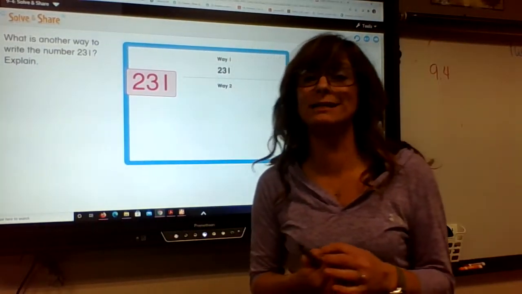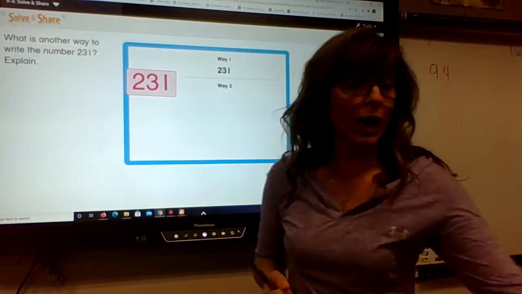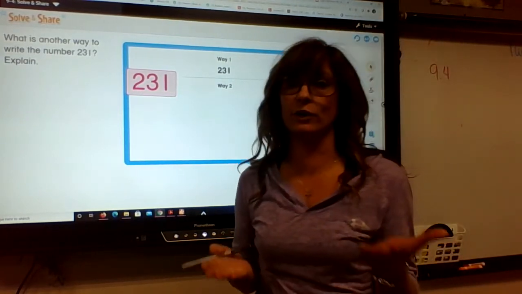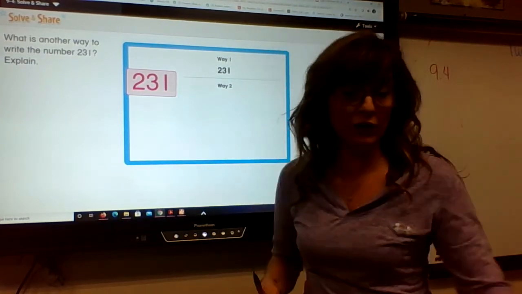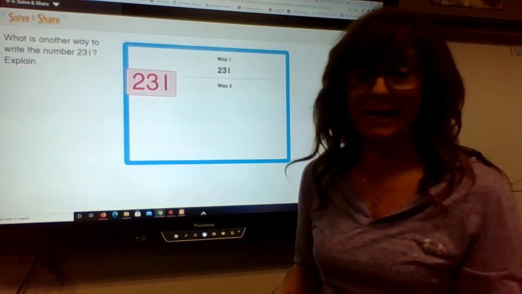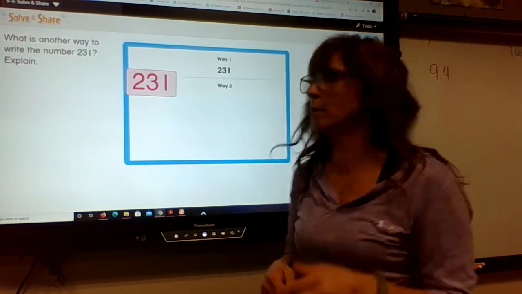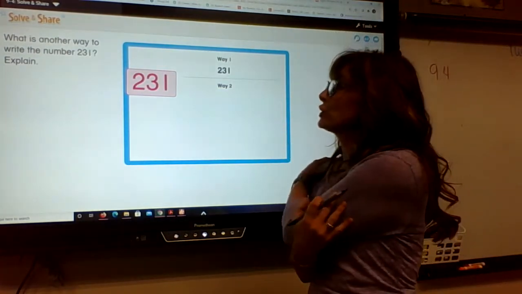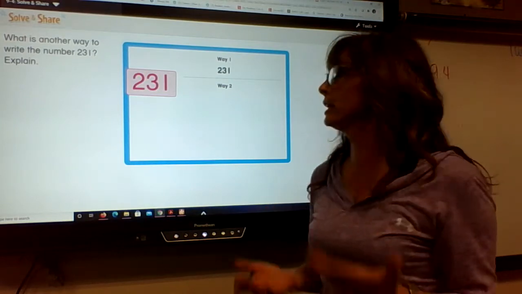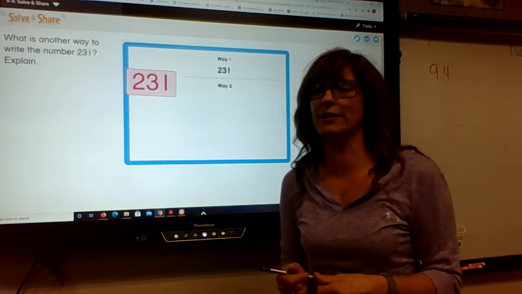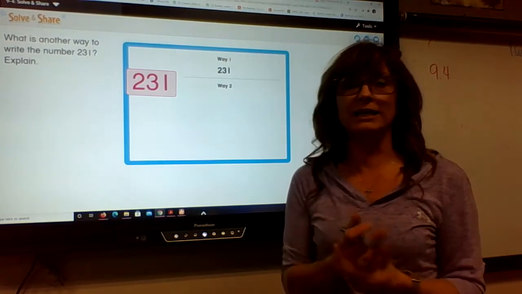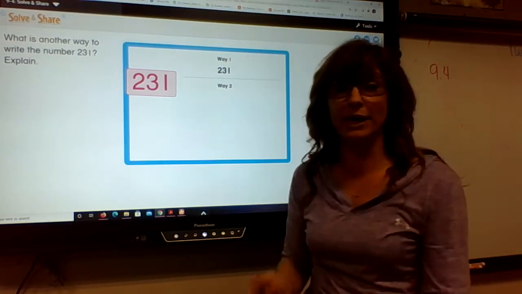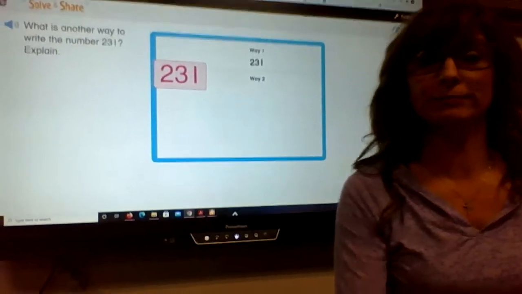Today we are going to do lesson 9.4, writing numbers in 3 different ways. So let's look at the solve and share on page 389. All right, see what you come up with. What is another way to write the number 231? Explain how you did that. So hit pause and give yourself a second or two to come up with an answer to this solve and share.